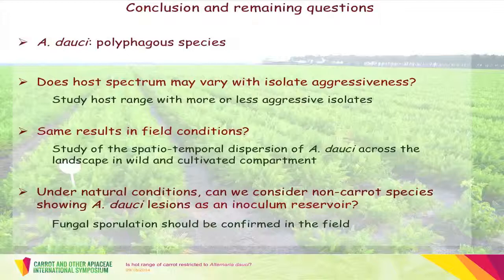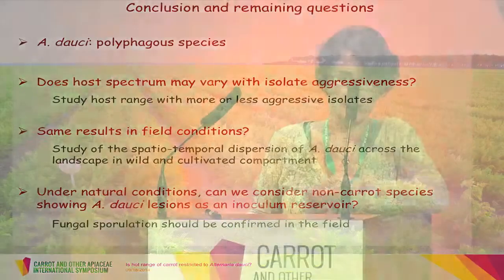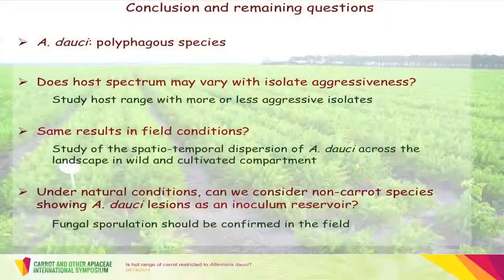So, in conclusion, I say that Alternaria dauci is a polyphagous species, and of course there are still remaining questions. I list only 3, but I think there are a lot more. And we tested only 2 isolates. I say only 2, but it was quite important. But it could be interesting to test and to see if we have the same result with more or less aggressive isolates. And these results were obtained in controlled conditions. Will we have the same result in field conditions?